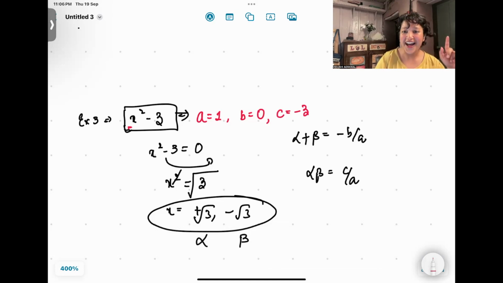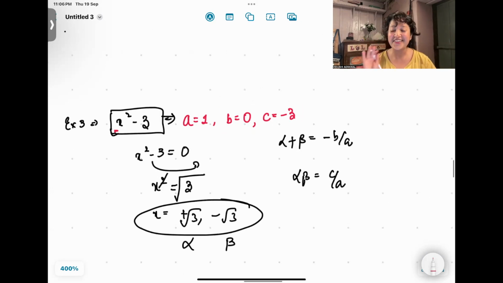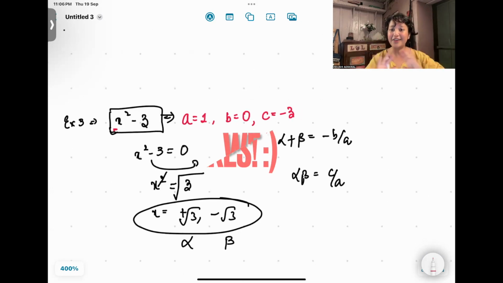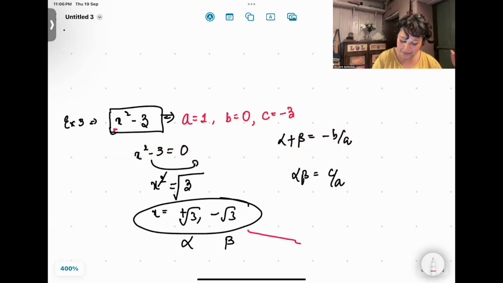How many of you have guessed it right? Oh, that's all right. Please make all the mistakes over here, not in exams. So nothing to be ashamed of. Let's try our answer out.